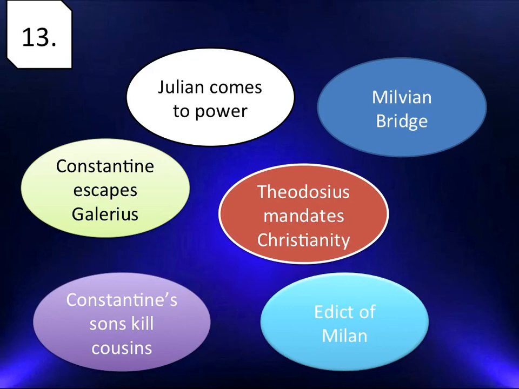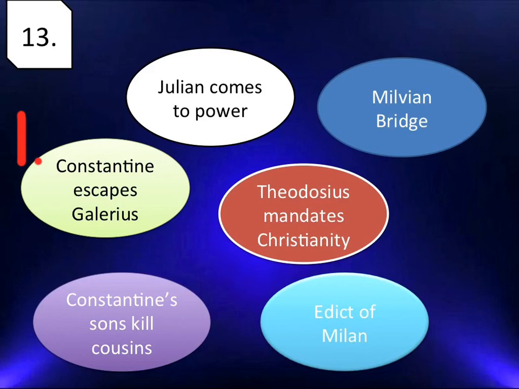The first event on this list would actually be Constantine's escape from Galerius. That would be the first event that happened in the early 300s, right around 306. This is when Constantine was still a young man, and he escaped to go be with his father. He was held as a sort of political prisoner at court by Galerius and Diocletian. As a reminder, Galerius and Diocletian were both avid persecutors of Christianity, and right after them is pretty much Constantine.